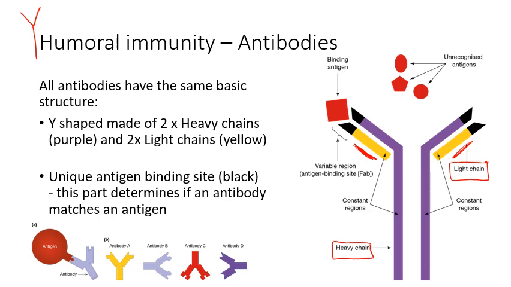make up what's known as the constant region of the antibody. Okay, so constant region, which means that it's pretty much going to be the same no matter what cell you look at. It's constant. The part of the antibody that's going to change between cells, or between B cells that are producing them, is known as the antigen binding site.